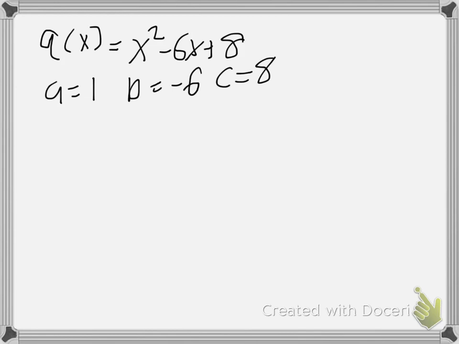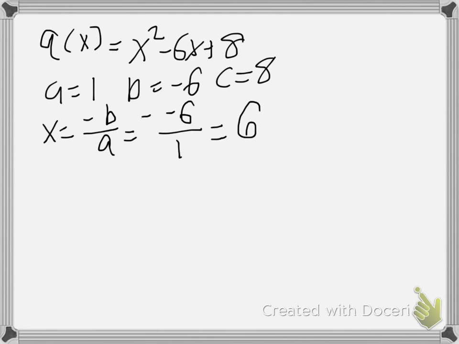So basically, if we say x equals the opposite of b over a, well, that would be the opposite of negative 6 over 1, which comes down to be 6. So whatever the y turns out to be, this value of x is really important. Not only is it x equals 6, my axis of symmetry, that's also the x value of my vertex. Okay? So now how do I find the y value? Well, I plug 6 back in for x.